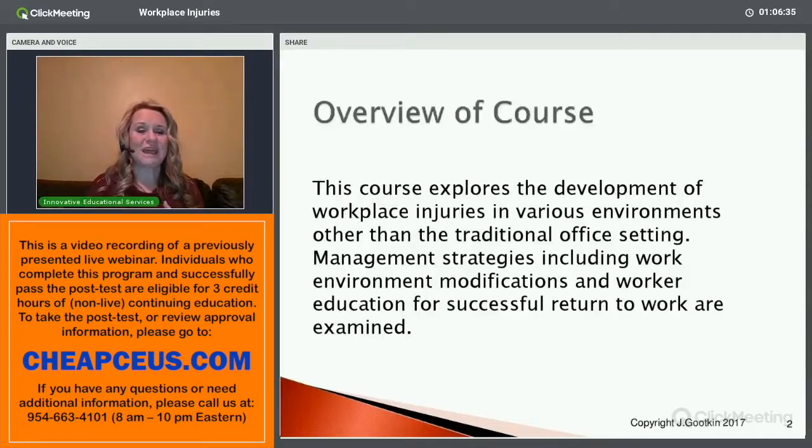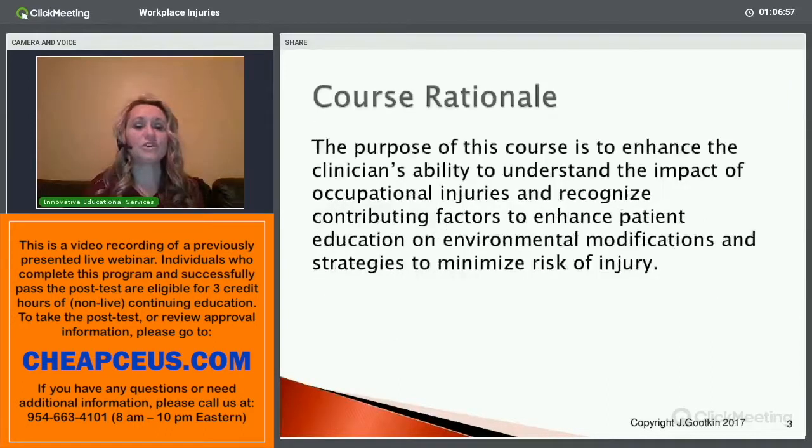What we're going to look at today is every other workplace setting, whether it's a factory or maybe a business type of setting or a construction site. So we'll talk about those different work environments and what we need to be aware of for injuries that may happen there in terms of cumulative trauma, and then also for modification for return to work for our patients.